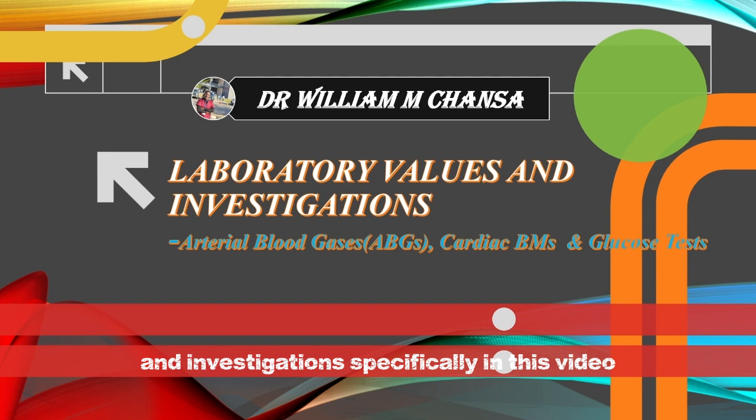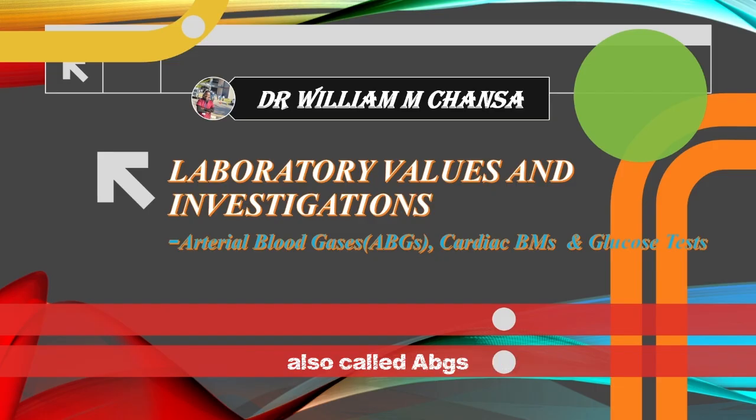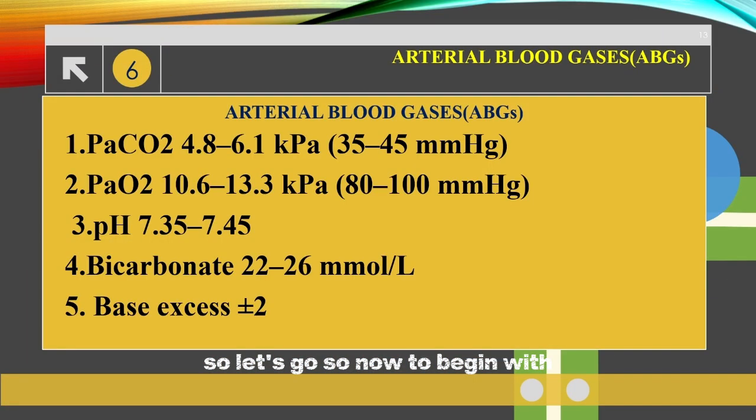Specifically in this video, we'll focus on arterial blood gases, also called ABGs. So let's go. To begin with, we'll talk about the normal values. Then after that, we'll discuss the interpretation of ABGs. Under the normal values, we have 5 parameters that I want you to remember.